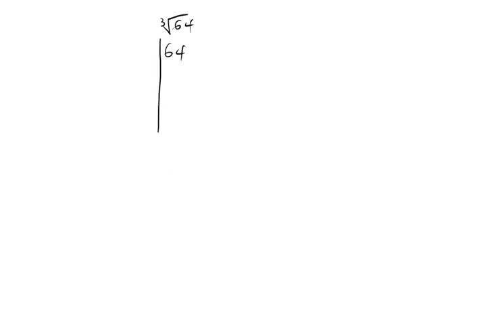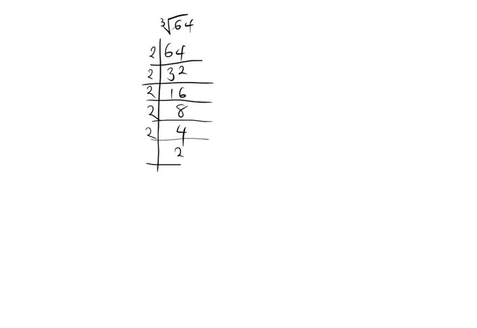So we have the factors of 64: divided by 2 is 32, by 2 is 16, by 2 is 8, by 2 we get 4, by 2 we get 2, and lastly by 2 we get 1. Then we group the factors into 3 groups, and the answer to each group is the cube root of 64.